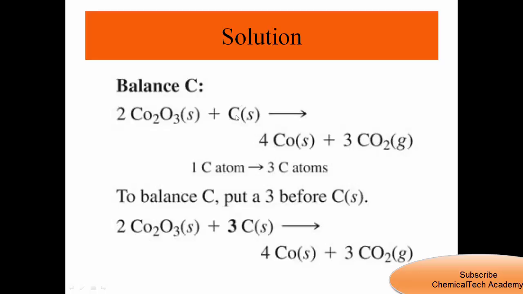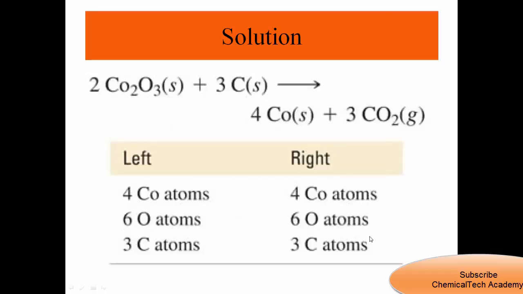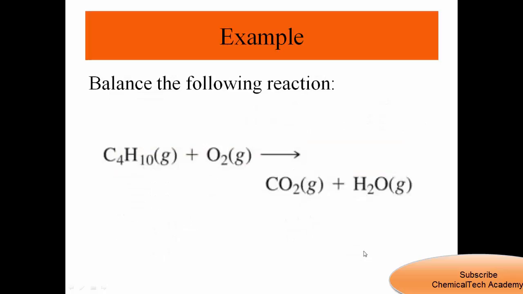We have 1 carbon atom on the left hand side, and we have 3 carbon atoms on the right hand side. So we just need to put 3 as a coefficient for carbon to balance the whole equation. So we have 2 Co2O3 plus 3C is going to give us 4 Co plus 3 CO2. So we have 4 cobalts, 6 oxygen, 6 oxygen, 3 carbon, and 3 carbon. On the left and right, you can see the completed one. We have 4 atoms, 4 atoms, 6 atoms, 6 atoms, 3 atoms, 3 atoms.